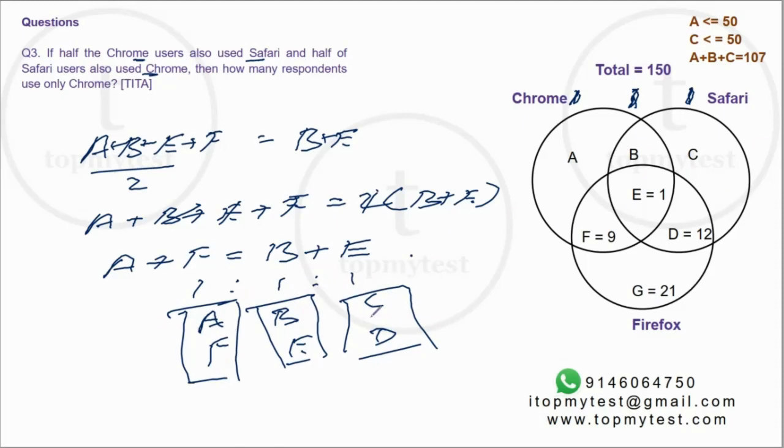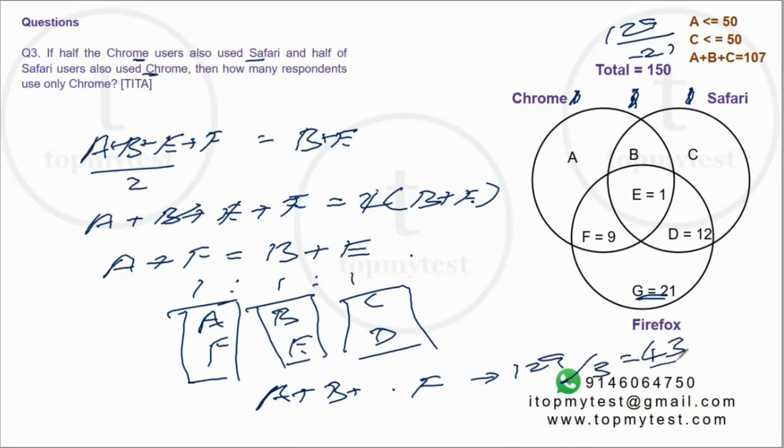Can I know the total value? Yes. What is the total value of A to F? Will be everything minus G. Everything is 150. 150 minus G will be 150 minus 21. So that total will be 129. So this total is 129. So split them in the ratio 1:1:1. So 129 divided by 3 will be 43. So this value is 43. This value is 43. This value is 43.